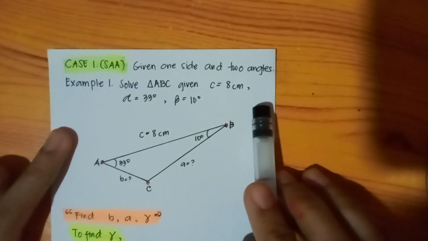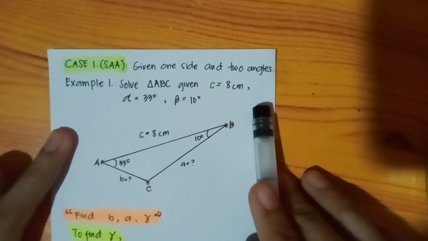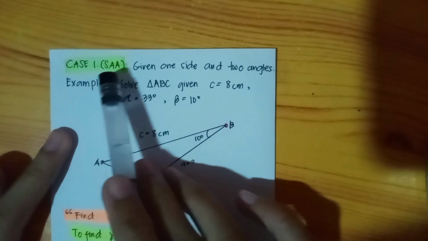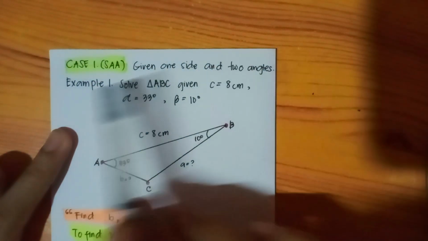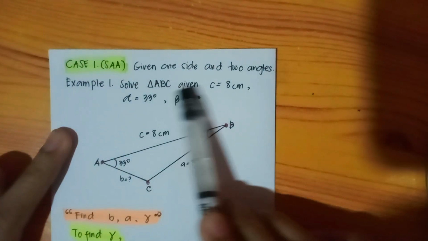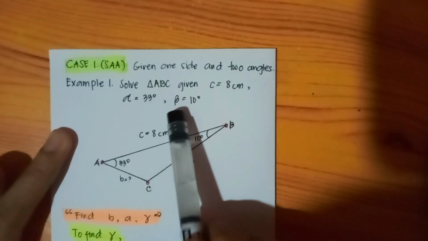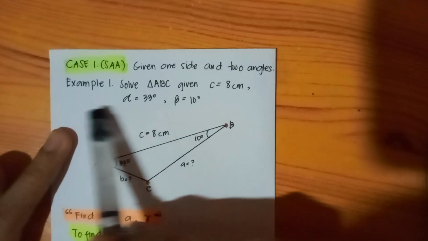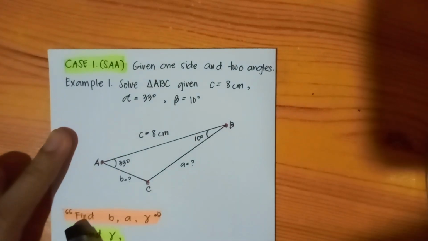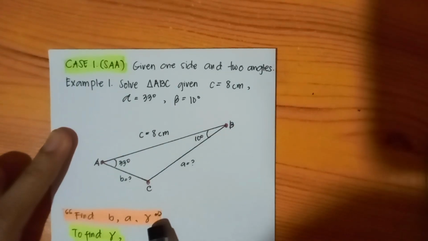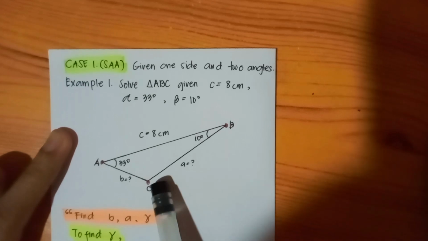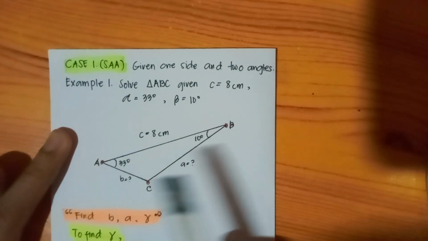Now that we know the four cases in solving an oblique triangle, let us solve the problem in case 1, given one side and two angles. Example 1: solve triangle ABC given side c is 8 cm, alpha is 32 degrees, and beta is 10 degrees. This is the illustration of the problem. We need to find side b, side a, and gamma. But first, let's find gamma so we can solve for the other sides of the triangle.